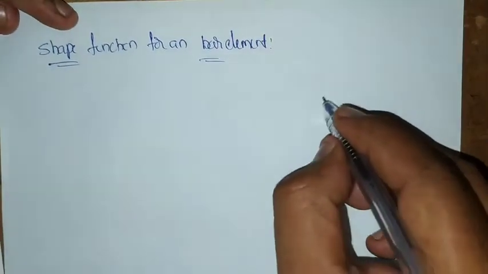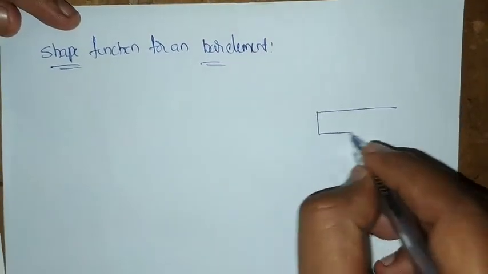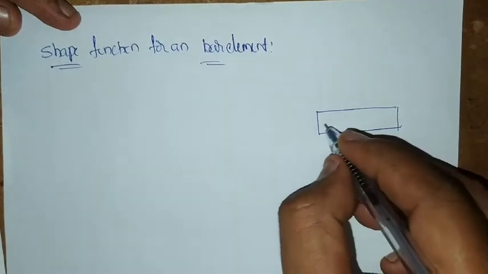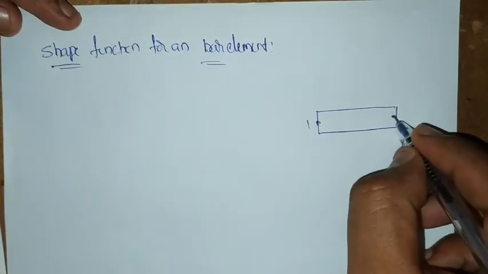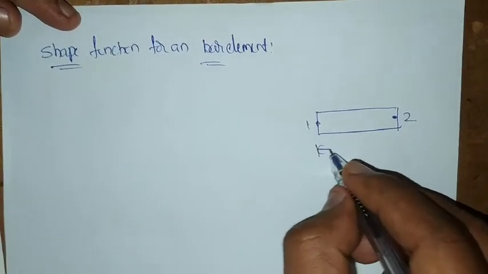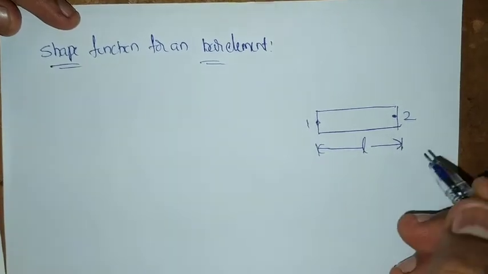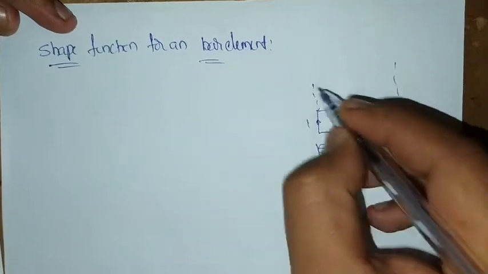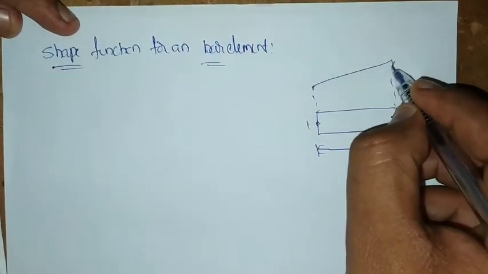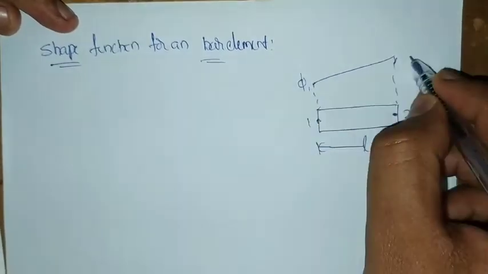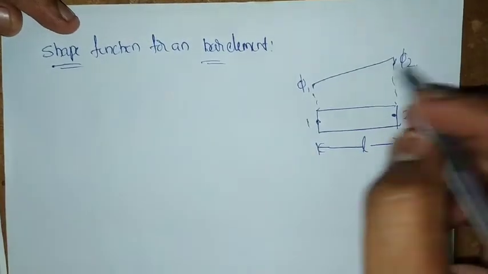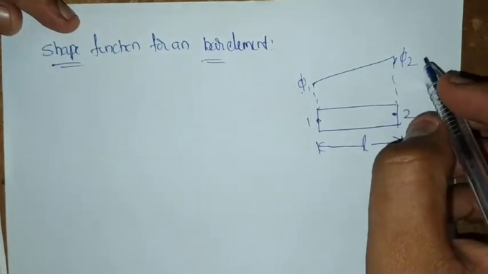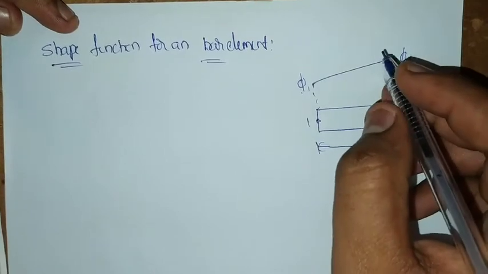For this, consider a bar element with nodes 1 and 2, of length L. Here the displacement functions are phi 1 and phi 2. Displacement functions are nothing but the field variables phi 1 and phi 2.